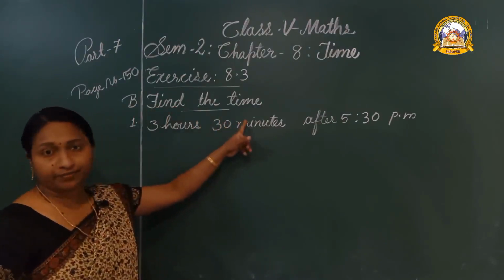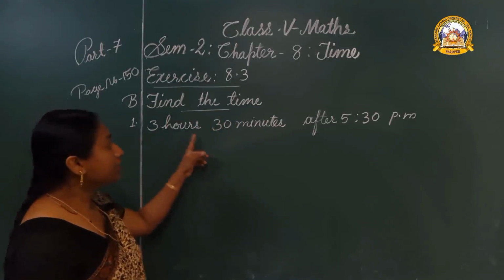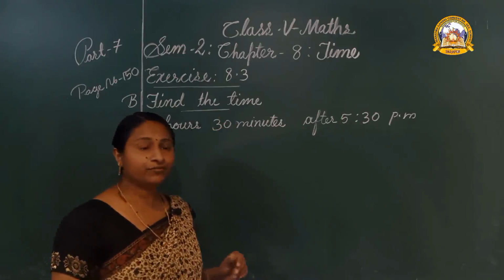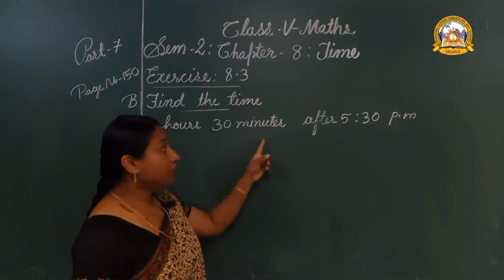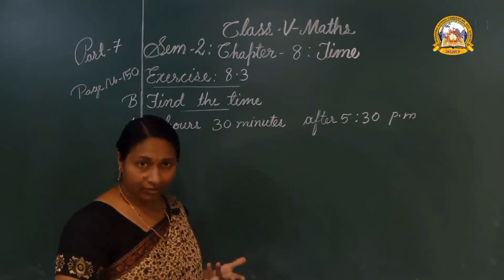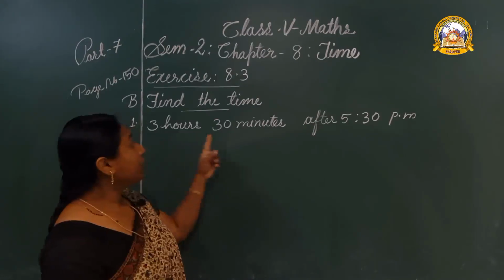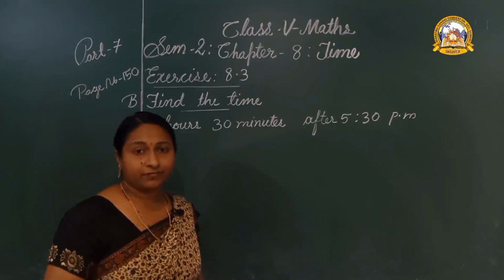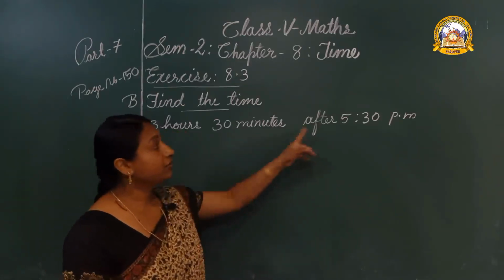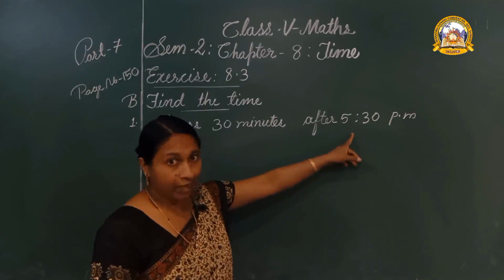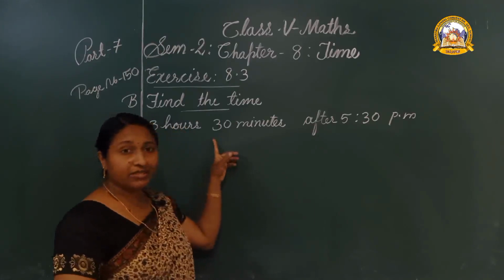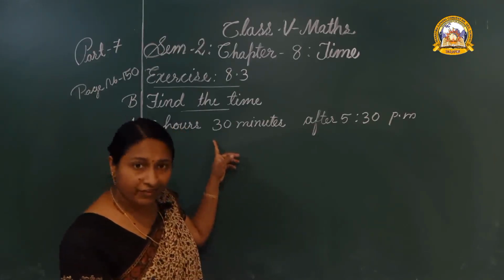Find the time. 3 hours 30 minutes after 5:30 p.m. What should we do? Yes, we have to add this duration with this time. Okay, it is the starting time, it is duration. Next we have to find the finishing time.